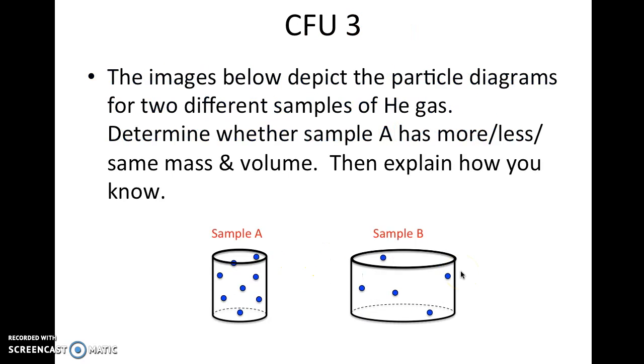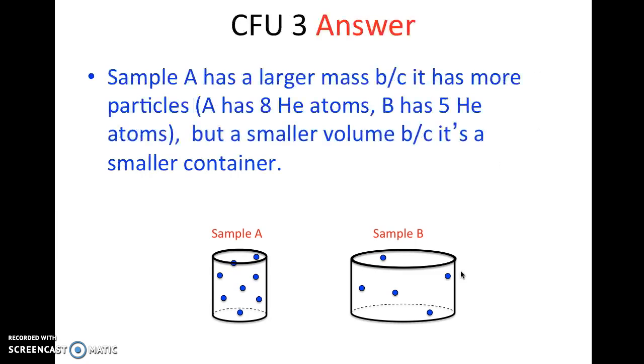Let's go to the next CFU. Take a moment to read the CFU, it's the same as before, and then pause the video to check your answer. Okay, the answer for this one is that sample A in this case has a larger mass because it has more particles. If you count the number of particles here, there's 8, but in sample B, there are only 5 particles. So A has a larger mass because it has more particles, but again, if you look at the size of the container, sample A is smaller than sample B. So the volume of sample A is smaller.